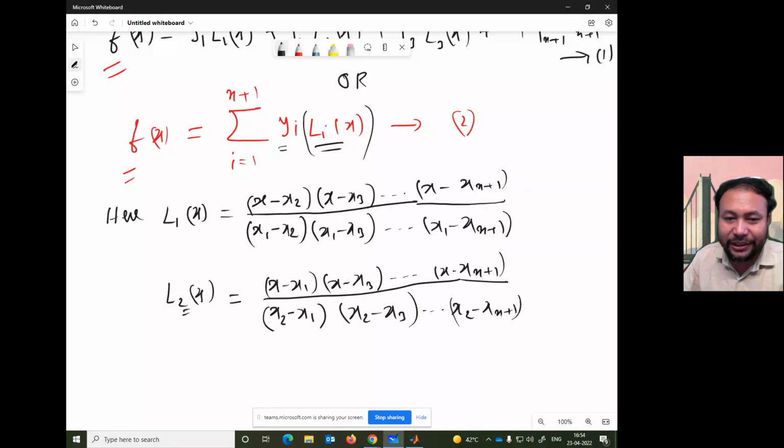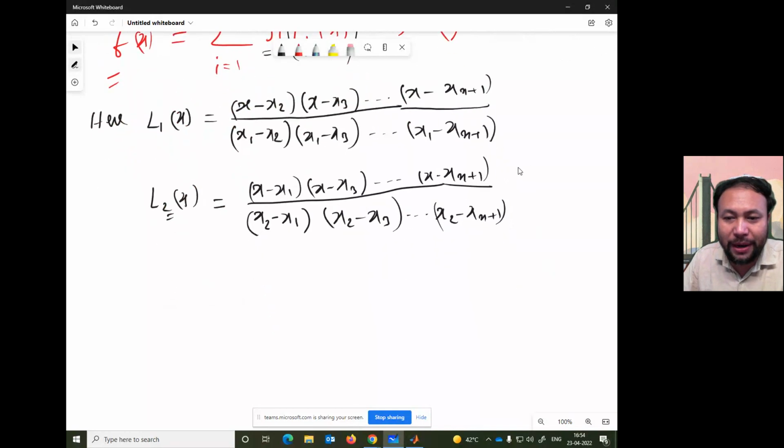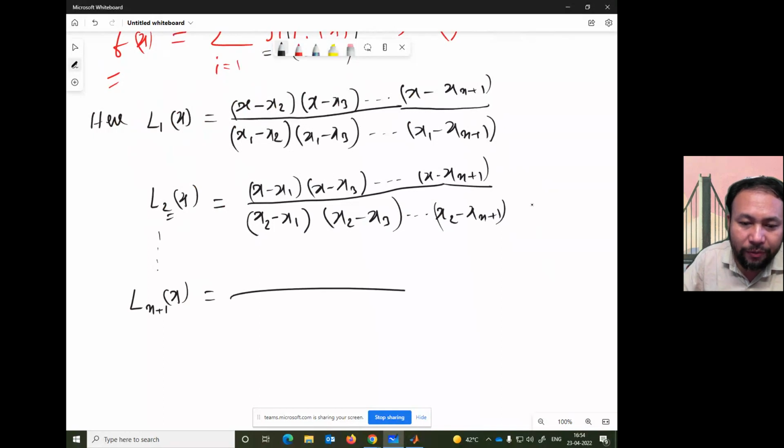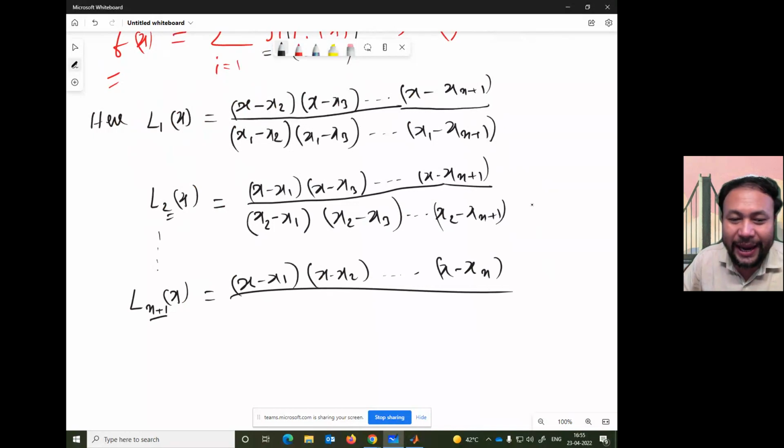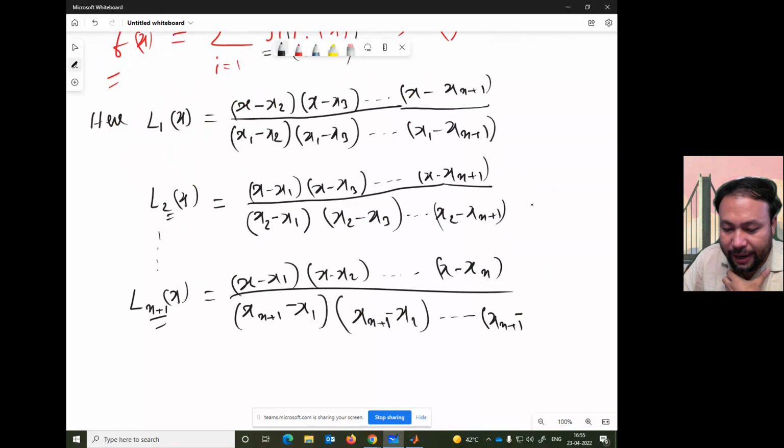Now, if I extend this coefficient up to n plus 1, because I need the coefficient of y(n+1), the coefficient of y(n+1) is L(n+1). Look here. It will be x minus x1, x minus x2, and so on, up to x minus xn. Because it is L(n+1), in the numerator there should not be x(n+1), so it is up to only xn. The denominator will be x(n+1) minus x1, into x(n+1) minus x2, up to x(n+1) minus xn.